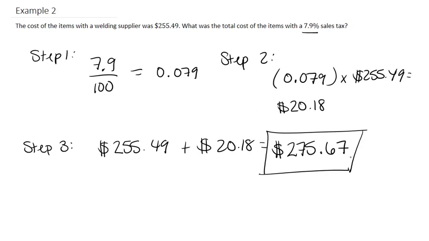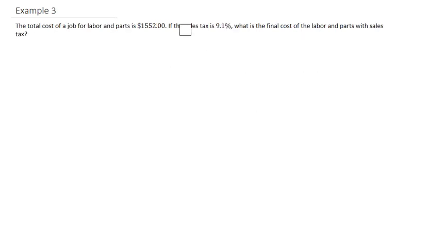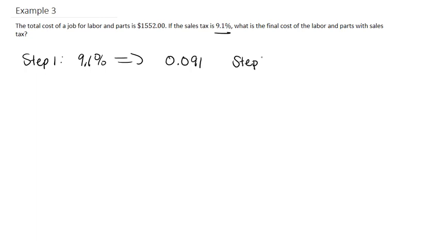Now let's do one final example. Example 3. The total cost of the job for labor and parts is $1,552. If the sales tax is 9.1%, what is the final cost of the labor and parts with the sales tax? So, step 1, we need to convert this percent to a decimal. So we can just move it to the left twice. So when we do that, 9.1% becomes 0.091.